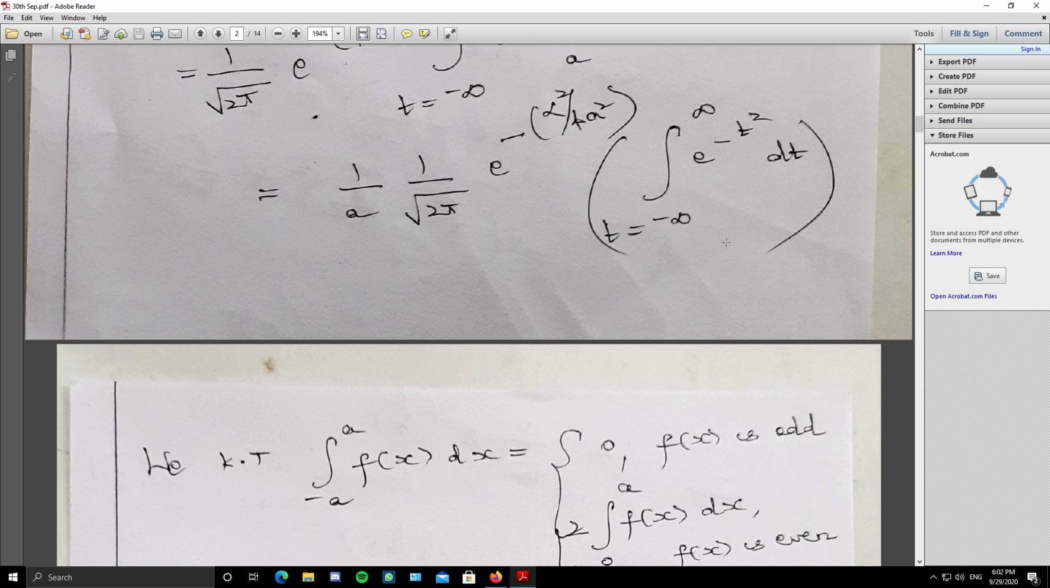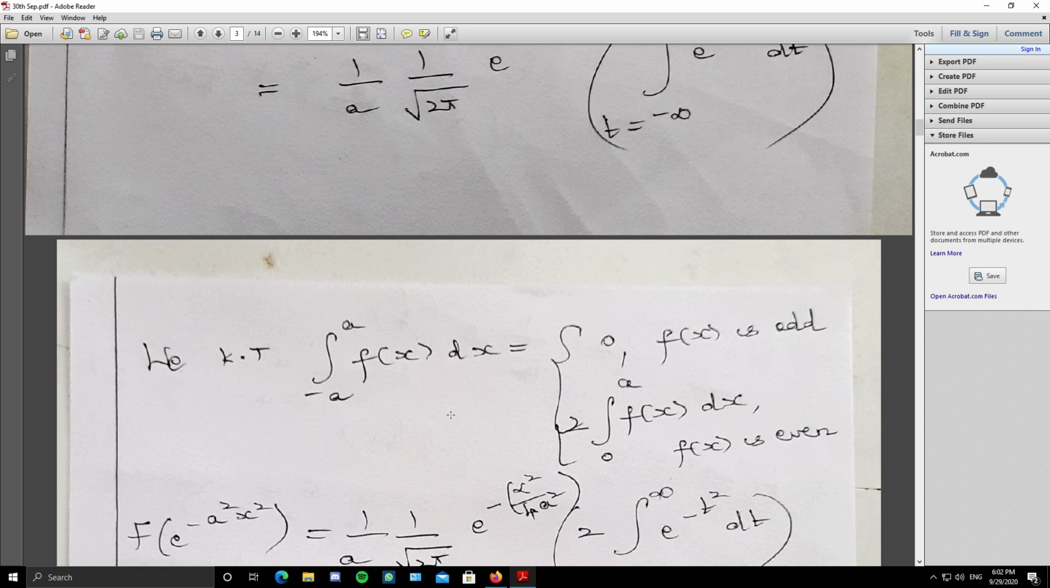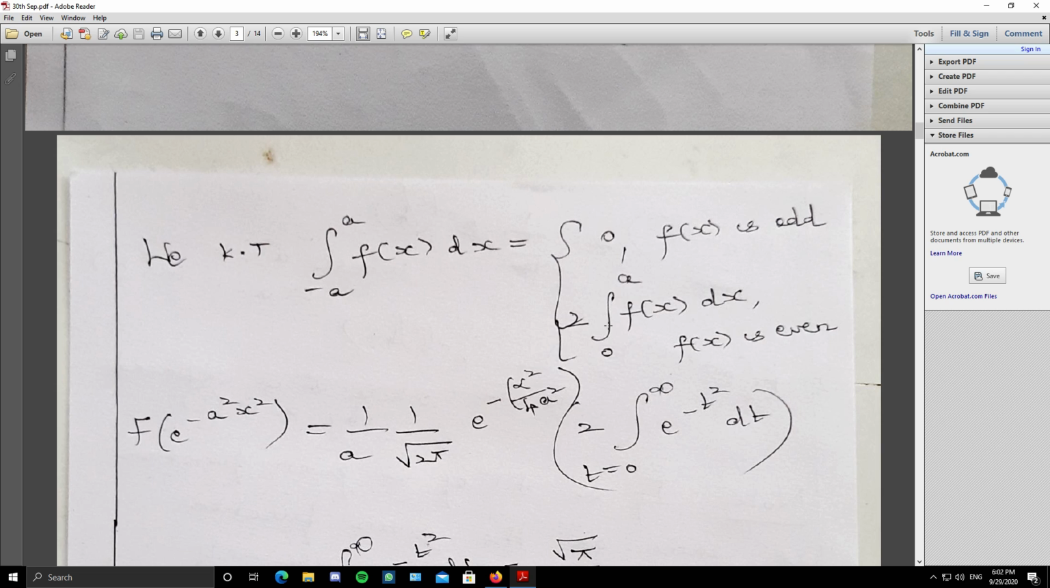Now t square is an even function. Whenever you have the form integral minus a to a f of x dx, you can use a property of definite integrals. So the result is 0 when f of x is odd, and 2 times integral 0 to a f of x dx when f of x is even. So we have seen this in Fourier series.